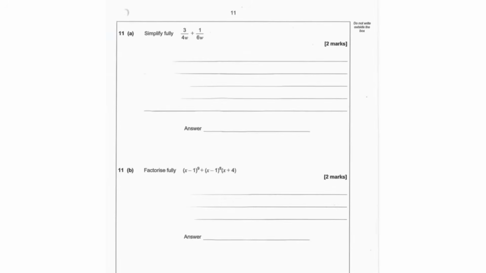Question 11 says simplify fully 3 over 4w plus 1 over 6w. So we're adding fractions with unlike denominators. First we have to make the denominator equal. We can multiply the first fraction by 6 and the second fraction by 4. Both the numerator and denominator will get multiplied by 6 and 4. That's 18 over 24w plus 4 over 24w. Denominator becomes 24w and numerator is 18 plus 4, and that's 22. We can simplify that because 22 and 24 both come in the 2 times table. That's 11 over 12w. That's your answer.